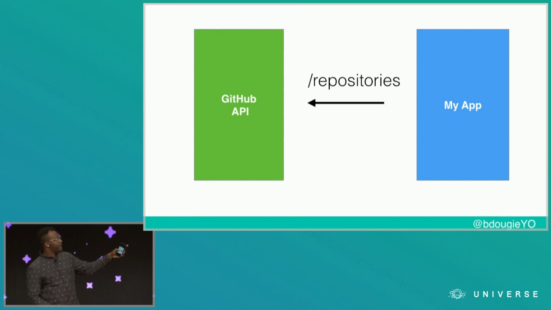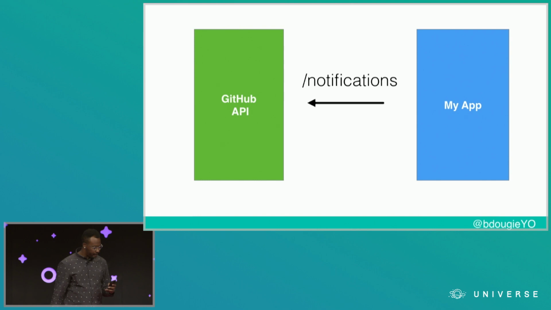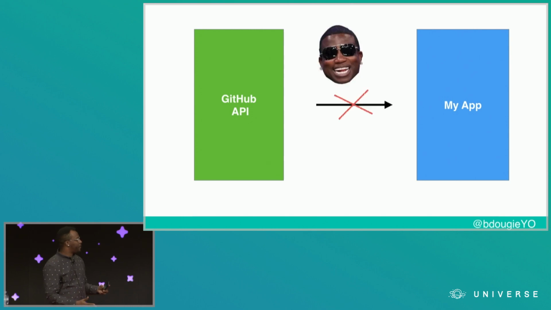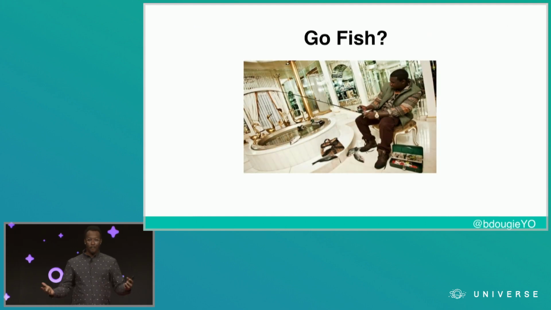All right, so if I go to /repositories, what do you think I'd get? Repositories. Very good, you're following along. If I go to /notifications, what do you think you're going to get? You're not going to get notifications, because it's actually /user/notifications. But how am I supposed to know that unless I fish through all the documentation or use trial and error and figure out what I'm looking at? It's a big problem that I've had.